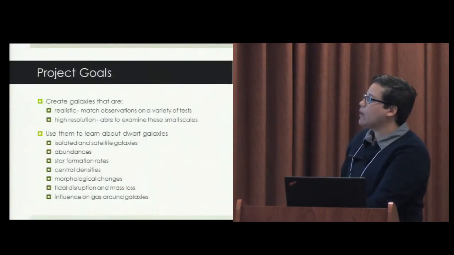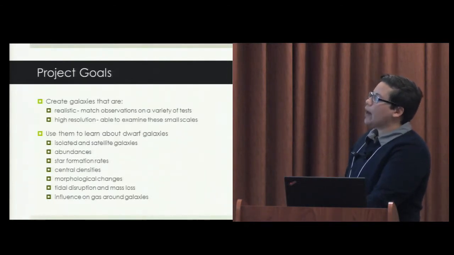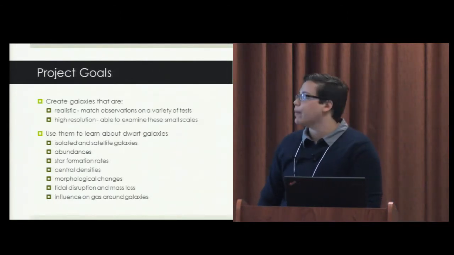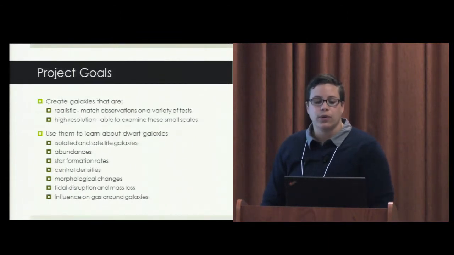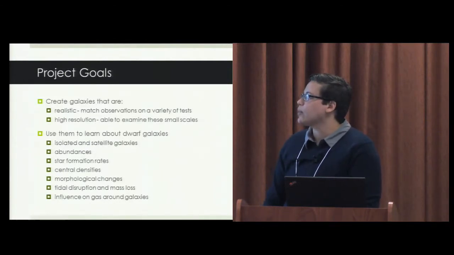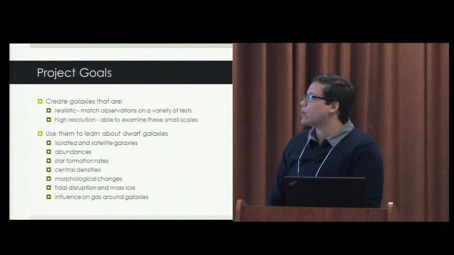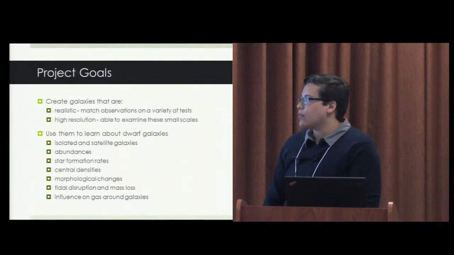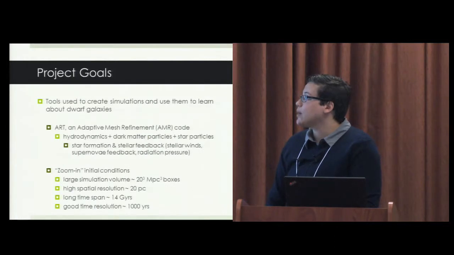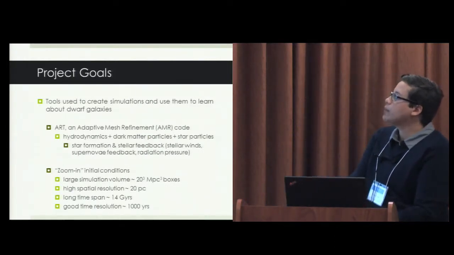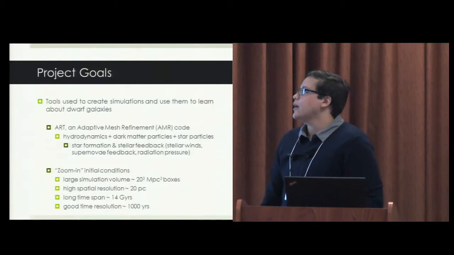So in order to do that, what we've done is we're going to try to create galaxies that are realistic. They need to be able to match observations, but we also need them to be high resolution in order to examine the smallest scales, so the central density cusps or cores of dwarf galaxies, and also capture those smaller ultra-faint dwarf galaxies. And we're going to use these simulations to learn about dwarf galaxies in general, in terms of their abundances, star formation rates, their morphological changes that they may undergo when going from an isolated dwarf galaxy to a satellite dwarf galaxy.